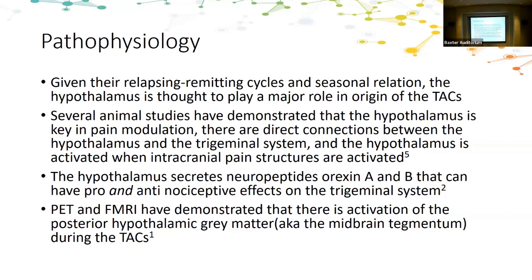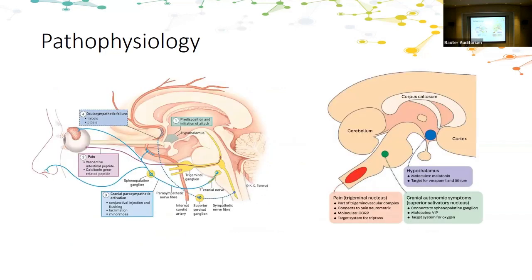And then PET scans and functional MRIs have demonstrated that there is activation of the posterior hypothalamic gray matter, also known as the midbrain tegmentum, during these TACs. So just to kind of put that all together, here are two illustrations. Step one, you have to be predisposed, with the anatomy and the genetic makeup, to these attacks. So it starts, we believe, in the hypothalamus.